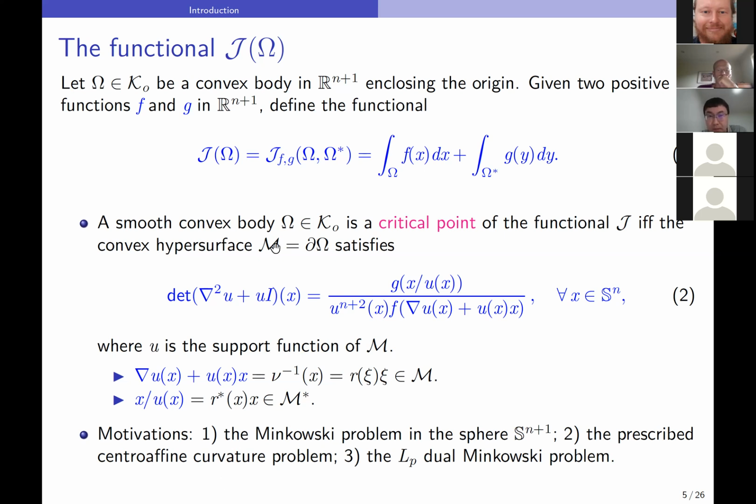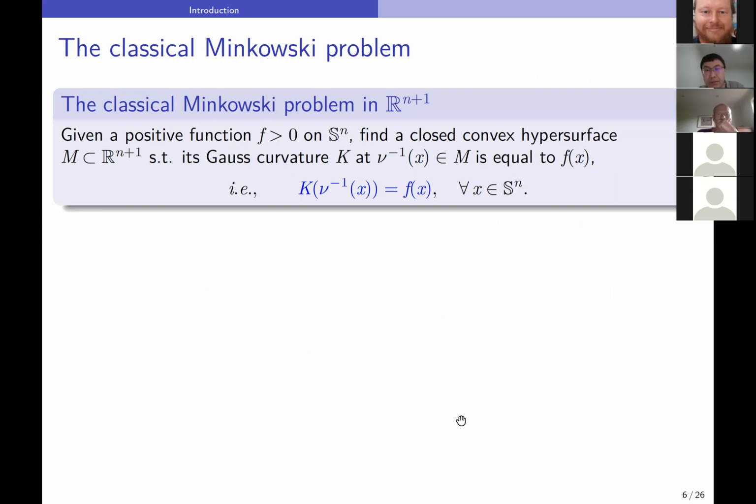The first one is that this functional is related to the Minkowski problem in the sphere. Next, let me explain this. First, let's recall the classical Minkowski problem. This is a very old problem, asked by Minkowski more than 100 years ago. Basically, this problem asks for a closed convex hypersurface in R^{n+1} such that its Gauss curvature is prescribed as the function f. This problem is equivalent to solving a Monge-Ampere equation.